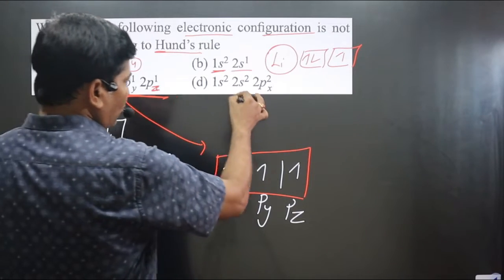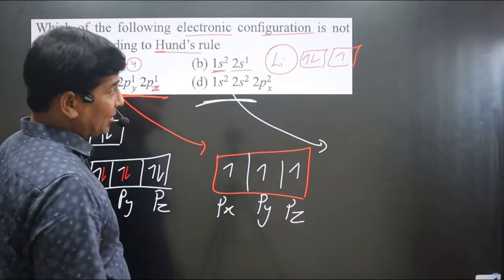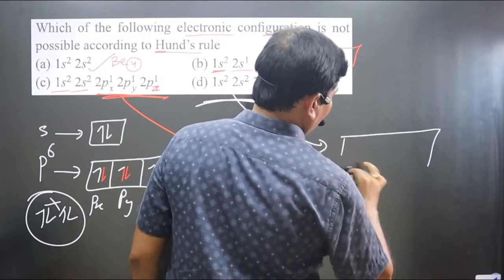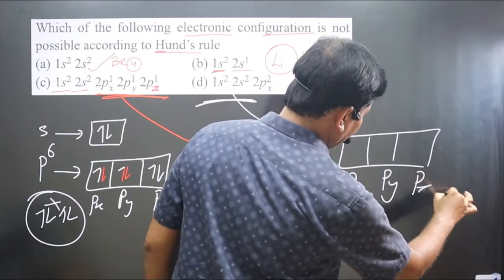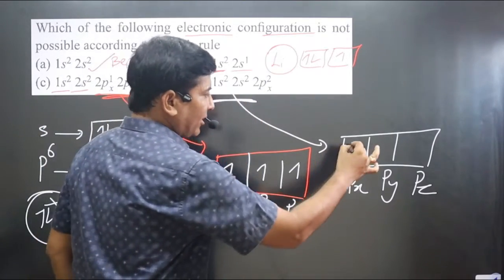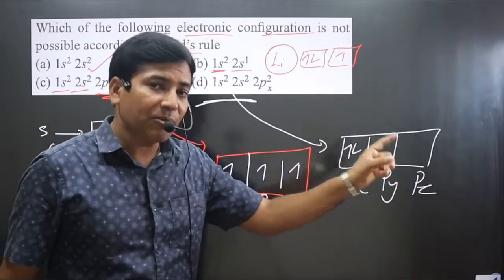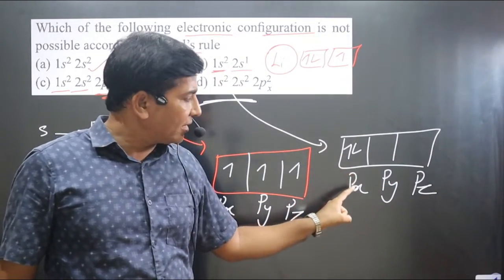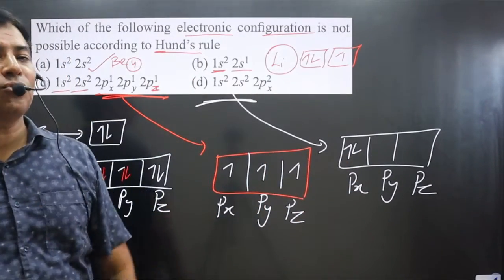But now if you go for the D option, in this case 1s2 2s2 is okay, making sense, but we have 2px2. This is px, py and pz. But in px they are directly filling 2 electrons. Before filling the remaining orbitals with a single spin, they are filling the px orbital directly with 2 spin. That is not according to Hund's rule.